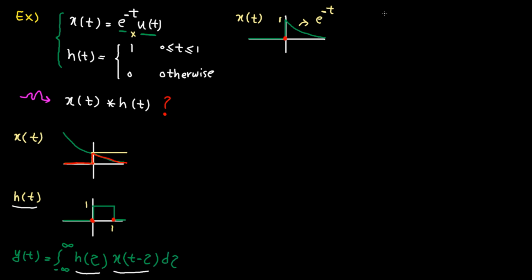h(t) is already given. To plot h(tau), we just need to replace t by tau. That's it. The shape is exactly the same.